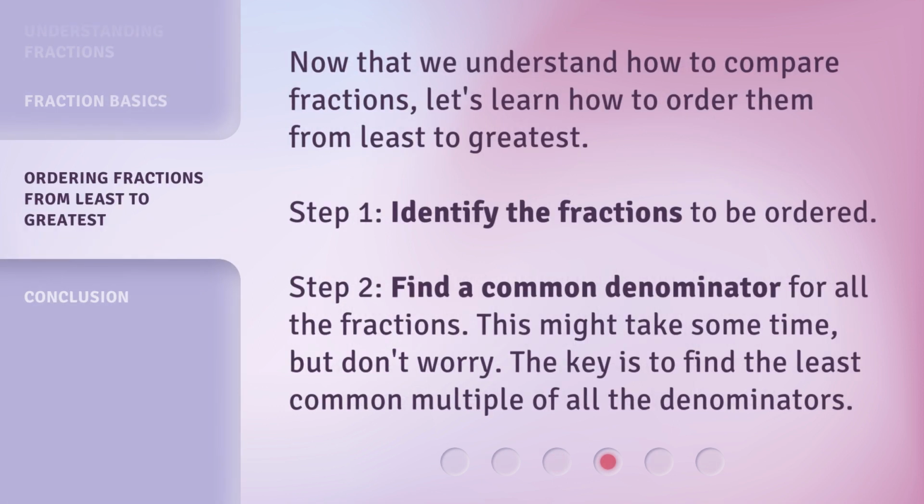Now that we understand how to compare fractions, let's learn how to order them from least to greatest. Step 1. Identify the fractions to be ordered. Step 2. Find a common denominator for all the fractions. This might take some time, but don't worry. The key is to find the least common multiple of all the denominators.